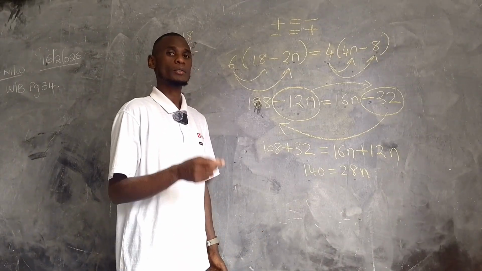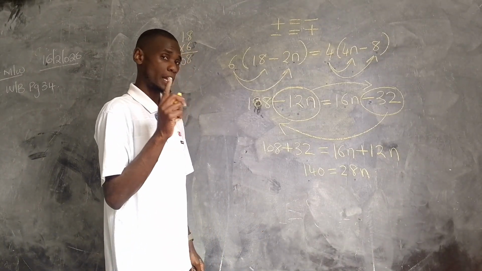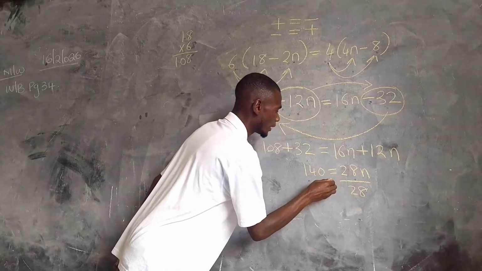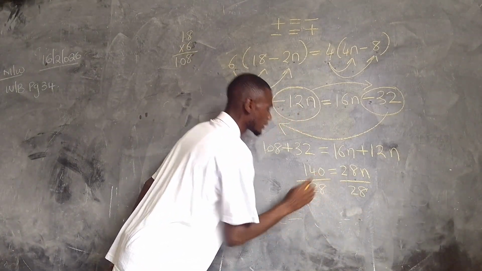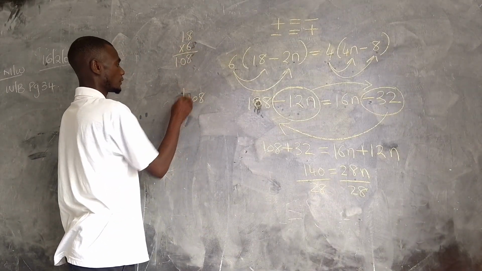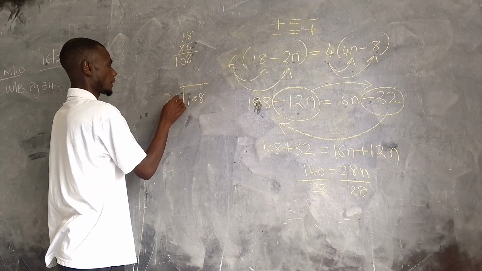That is what we want. We want the value of one unknown. So we will divide this side by 28. We divide this side by the same 28. So you have 140 divided by 28.